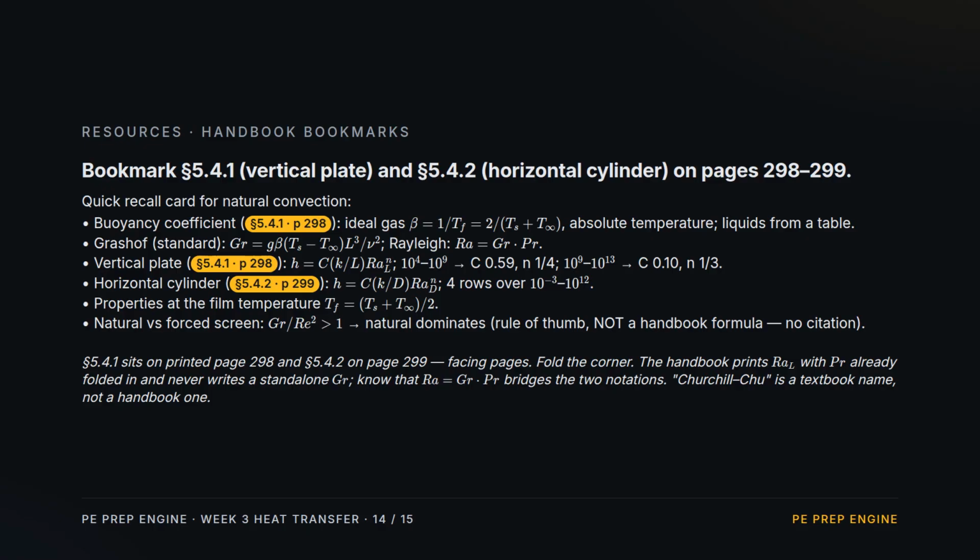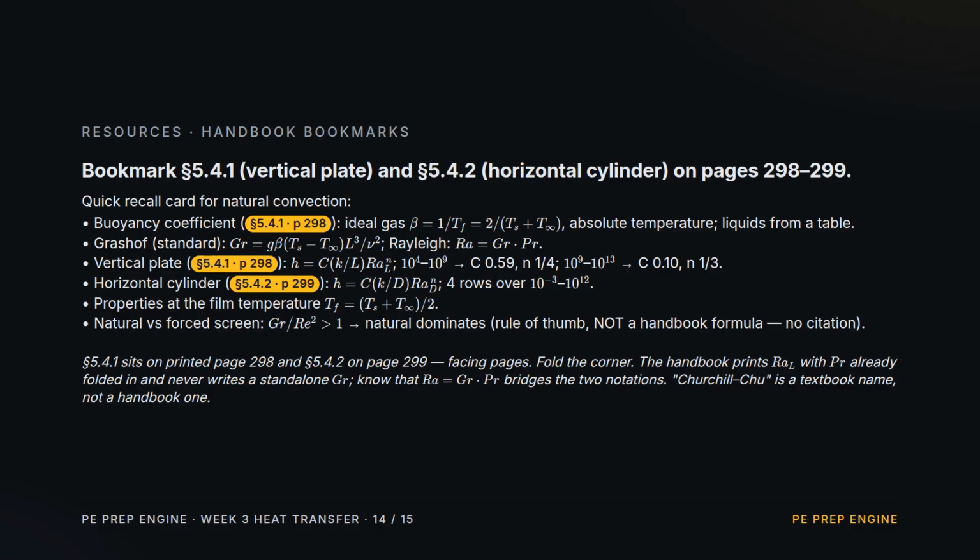Bookmark the pages. Vertical plate and horizontal cylinder sit on facing pages. Fold the corner. Recall card. Ideal gas beta is 1 over the film temperature. Equivalently 2 over the sum of surface and fluid temperatures. Always absolute. Liquids come from a table. Grashof is g beta delta T L cubed over nu squared. And Rayleigh is Grashof times Prandtl.